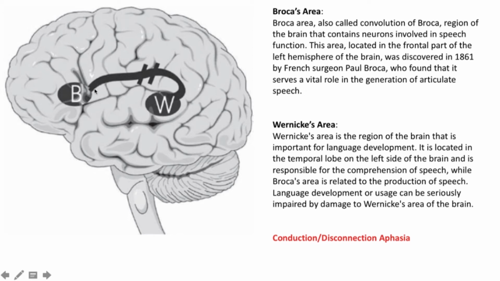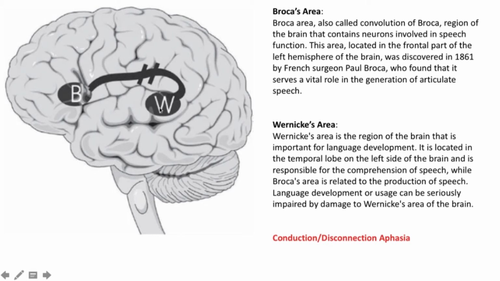On the other hand, how do you know that what you are talking about is making sense? That was discovered nearly 50 years after Broca's discovery, and that's by Wernicke's area. Wernicke's area is the region of the brain, as you can see, on the back side of the temporal lobe, of the left temporal lobe, of course, and this is important for language development. It is responsible for the comprehension of speech, while Broca's area is related to the production of speech.